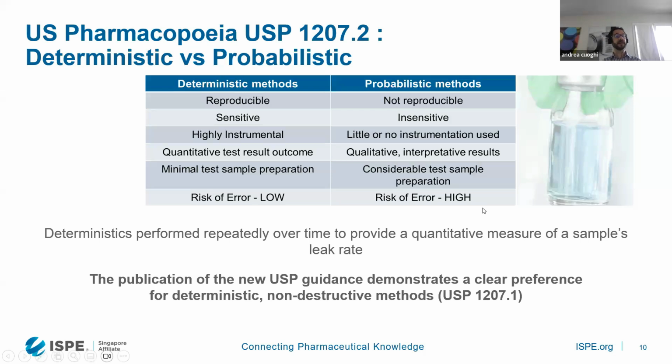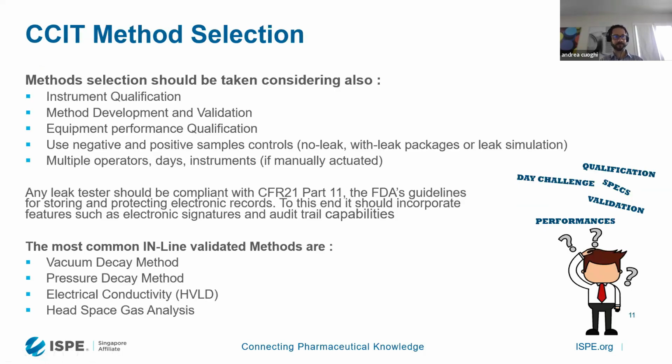That's why the rules, the norms are always stressing the importance of following deterministic methods and possibly 100% of the sample to be inspected. So the publication of the new USP guidance demonstrates a clear preference for deterministic and non-destructive methods.